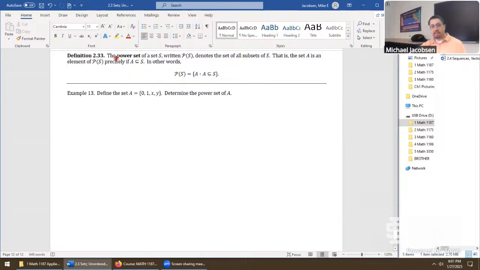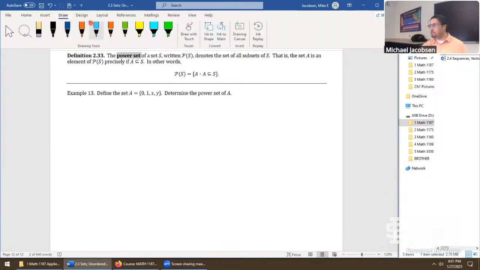So we're referring to, in definition 2.33, the power set. Anytime we're trying to indicate a power set, we always write it out this way with a script P in front to indicate the power set. It takes a set itself, a set S, so the set S goes inside there. And all the power set does is it's the set of every single subset of S itself.